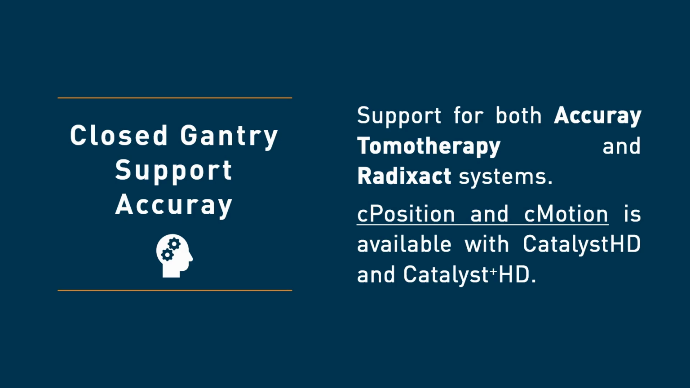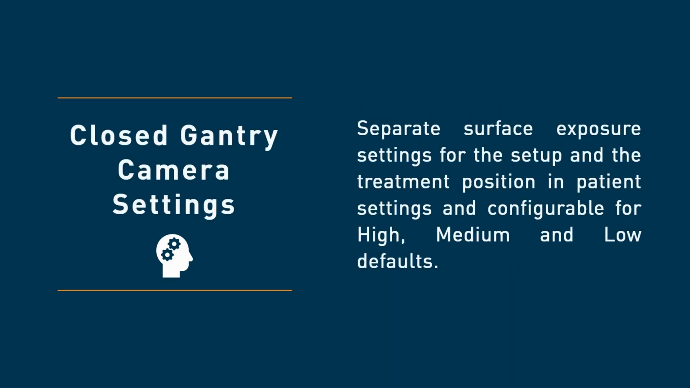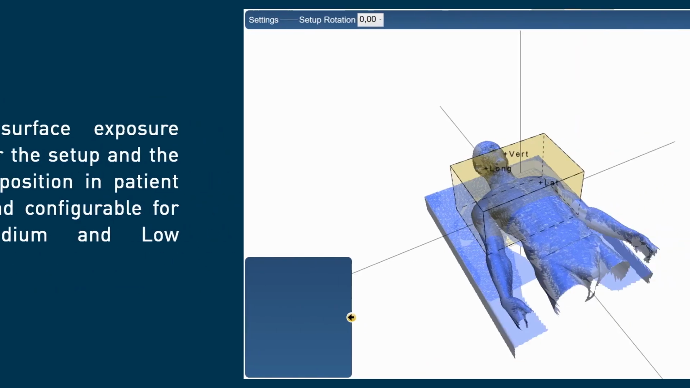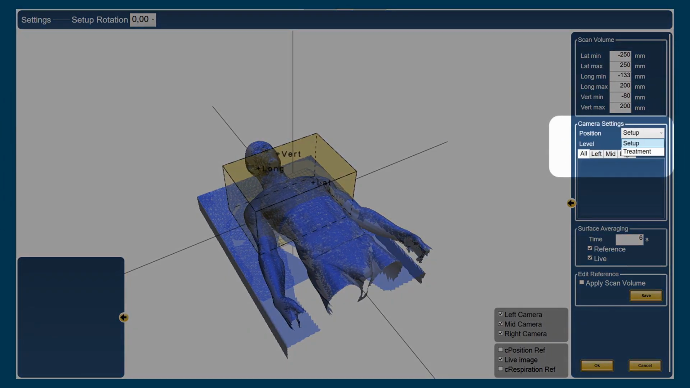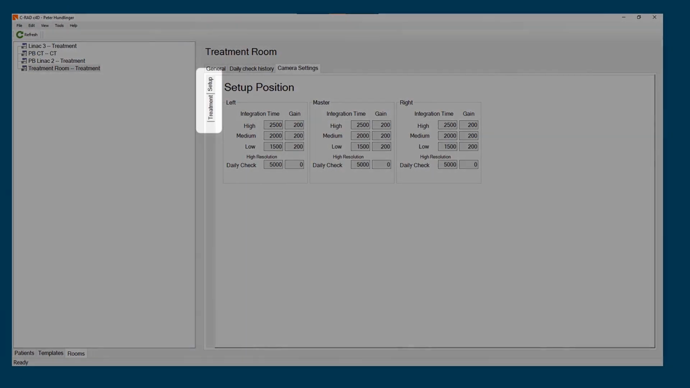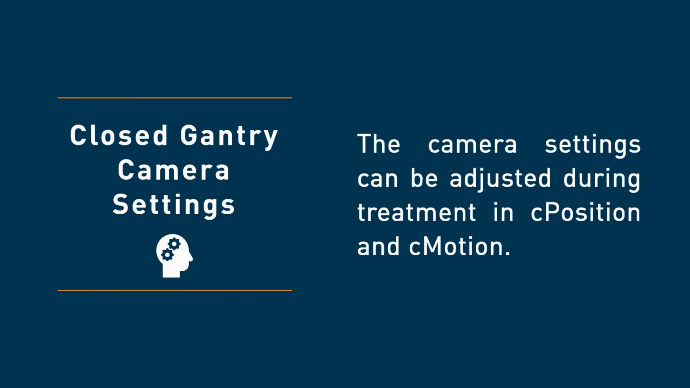And with the c4D version 6.13 Service Pack 1, both C-Position and C-Motion are supported for Catalyst HD and Catalyst Plus HD systems. Also, there is a separate camera setting section for the setup and for the treatment position. The exposure settings can be selected from the patient settings screen in clinical mode, and the default values for high, medium and low can be changed in advanced mode for both positions. Furthermore, in both setup and treatment mode, the camera settings can be adjusted during treatment.